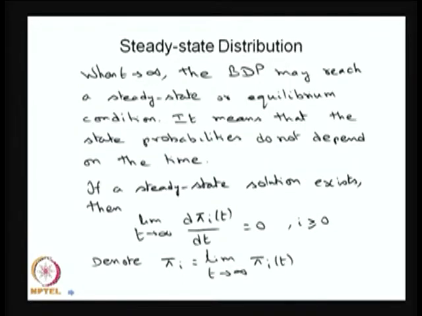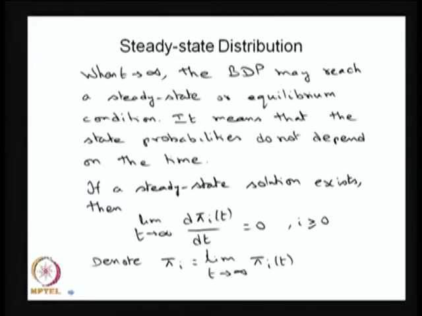Here I am discussing the steady state distribution. The way I have discussed the limiting distribution, that is the limit as t tends to infinity, if the probability p i comma j of t exists, then it is called the limiting distribution. And the stationary distribution for the DTMC is pi P equal to pi, summation of pi i equal to 1. For the CTMC it is pi Q equal to 0 and the summation of pi i equal to 1. That is going to be the steady state distribution, the stationary distribution.